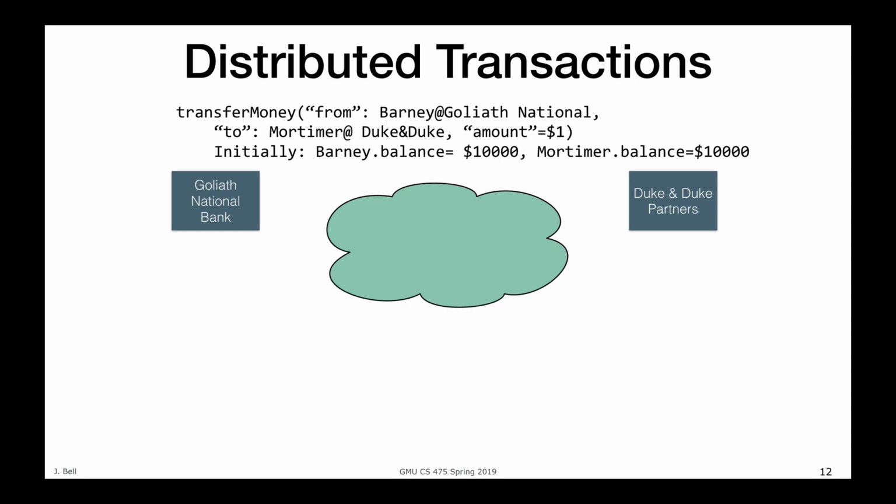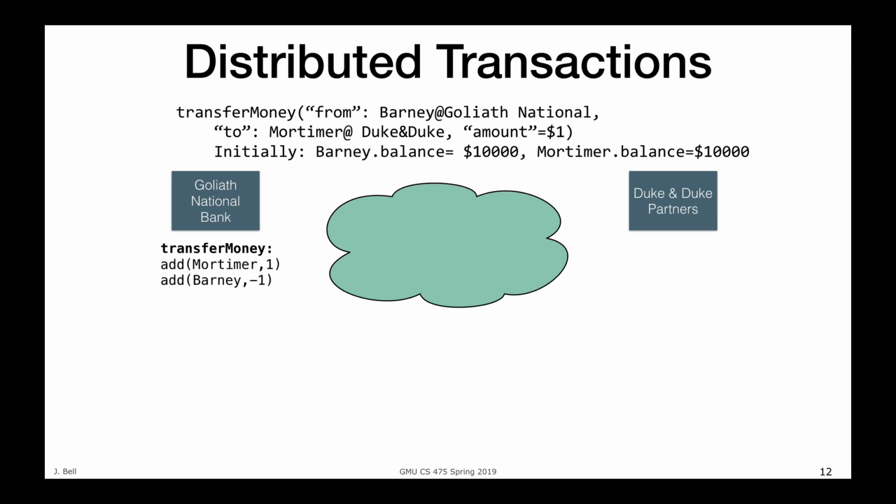So we want to do this transaction. We want to transfer money from Barney at Goliath National Bank to Mortimer at Duke and Duke Bank. We want to transfer the amount of $1, and we'll start off with each bank account having $10,000. So we're starting out a transaction, and this transaction might start out at Goliath National Bank, but it'll involve both banks, and they'll communicate over this cloud. I have this transaction called transfer money, which is going to add $1 to Mortimer's account and remove $1 from Barney's account.